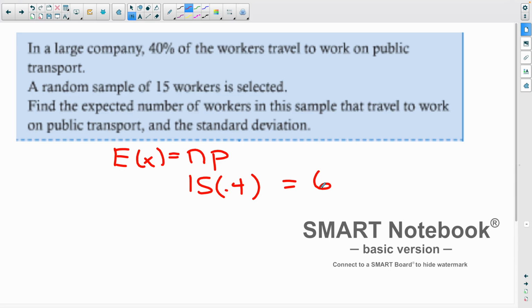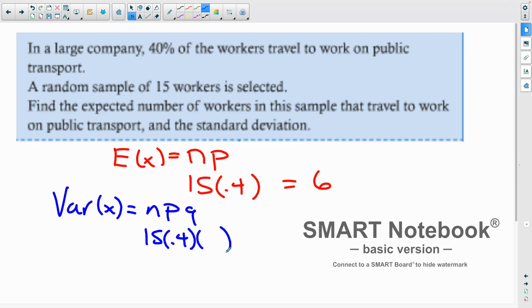Now, it asked me to find standard deviation. I'm going to use my variance formula to get me started on that. So variance is N times P times Q. So N we said was 15, P was 0.4. In this case, Q is 0.6. That's the people that don't take public transportation. Okay? Well, this is already 6. We did that in the previous problem. So 6 times 0.6 is 3.6.